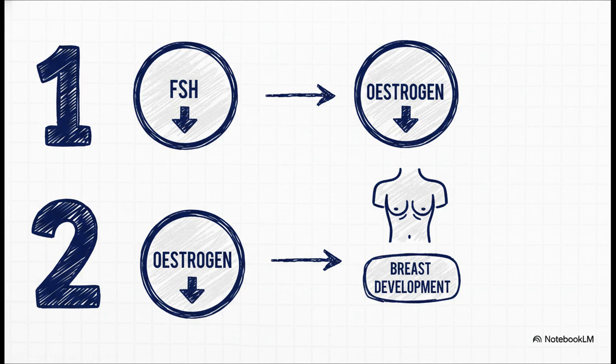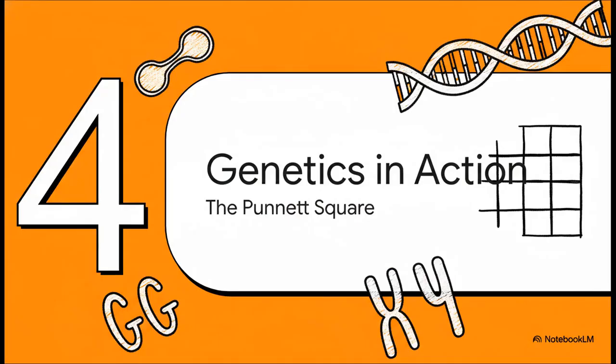The first point links the lack of FSH to a lack of estrogen. The second point links that estrogen to breast development. See that? It's exactly what examiners are looking for. It's a clear 2-step hormonal pathway, where A leads to B, which leads to C. All right, let's keep going and see how this all builds.